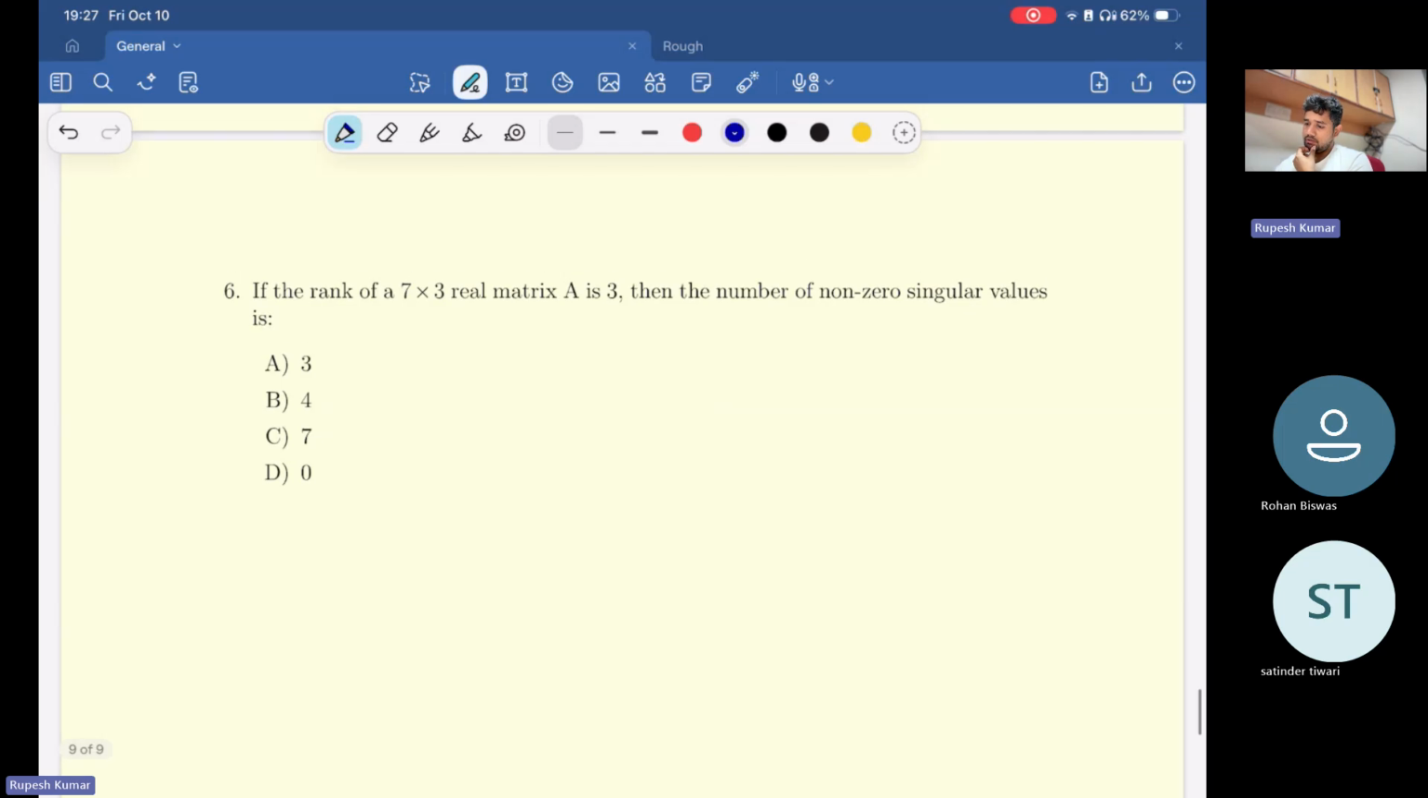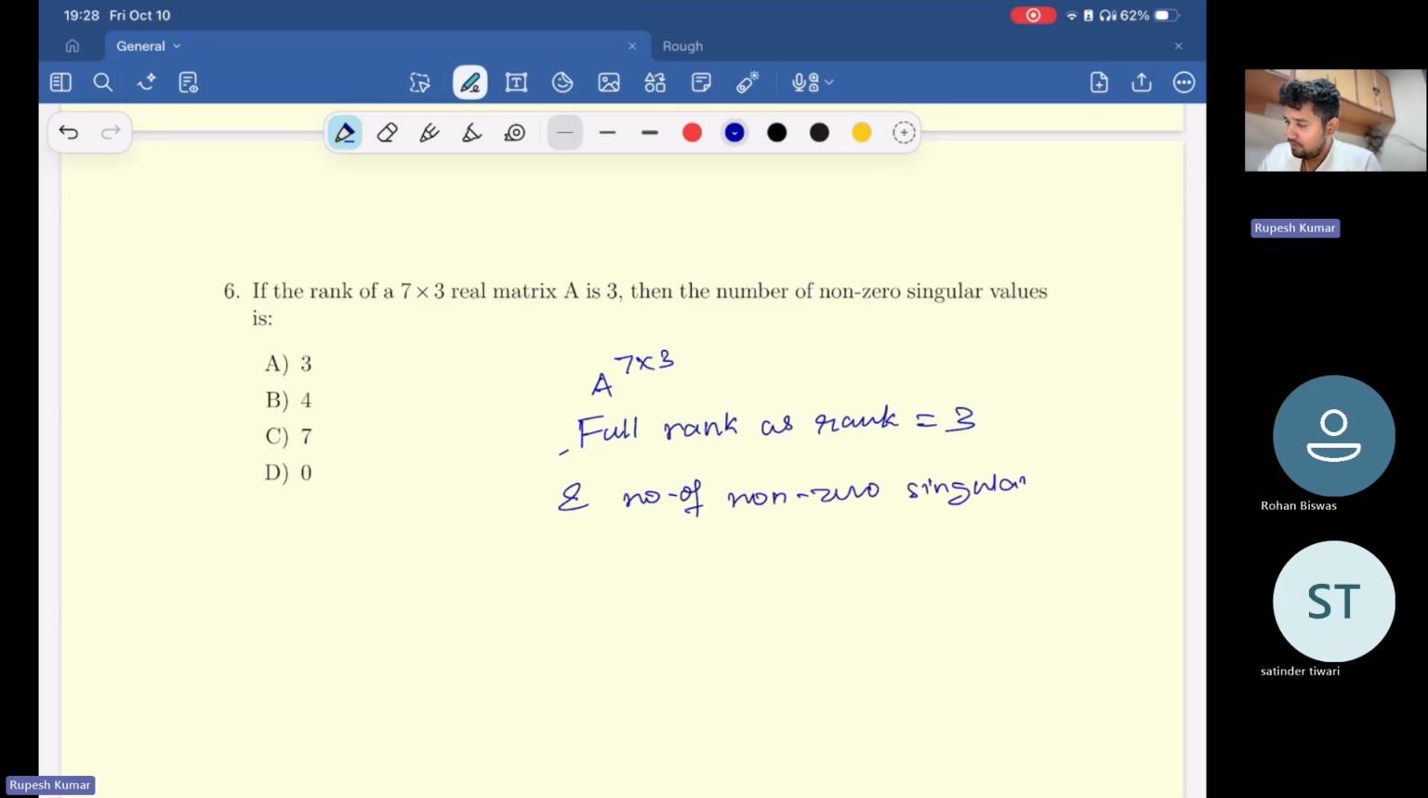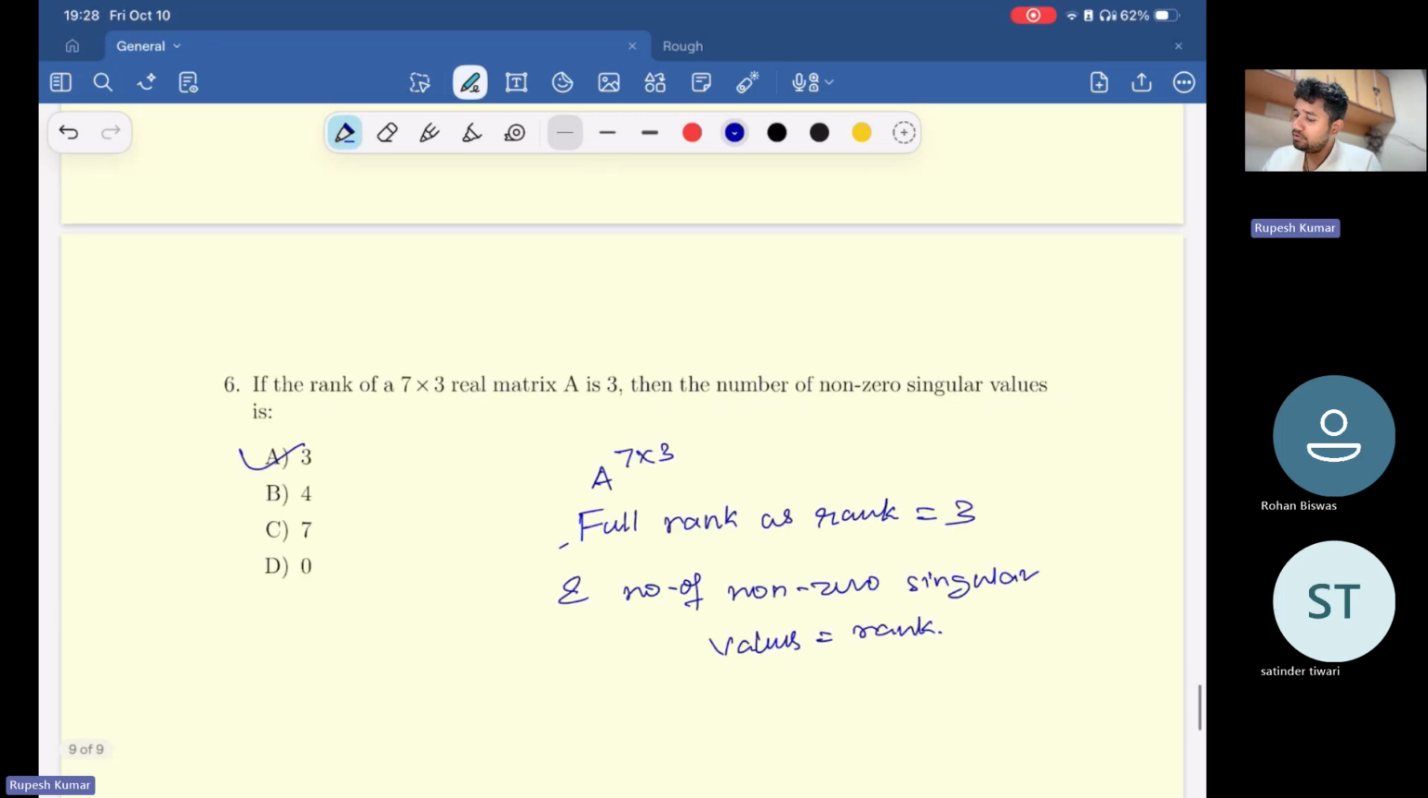Right. Last question. If the rank of a 7 by 3 real matrix A is 3, then the number of non-zero singular values is, anyone? Three. The rank is equal to three. Why? Basically, it's a property which we can derive. The number of non-zero singular values is equal to the rank, right? Now, how can you say this very quickly?